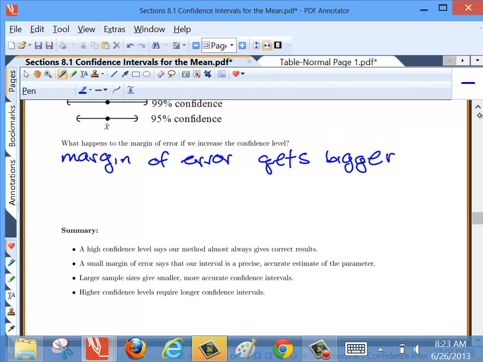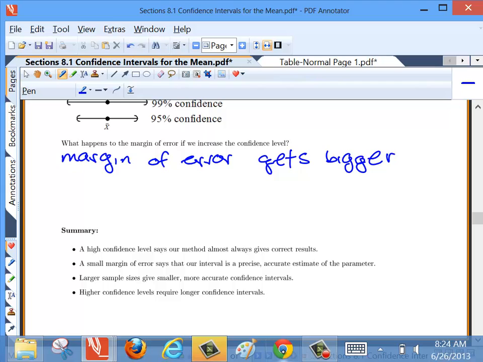So let's summarize everything. A high confidence level means that our method almost always gives correct results. It means that almost all the possible confidence intervals will contain the actual population mean mu. But a small margin of error says that our interval is a precise and accurate estimate of our parameter. So do you see how we kind of want a high confidence level, but we also want a small margin of error? Okay, and so how can we get both?